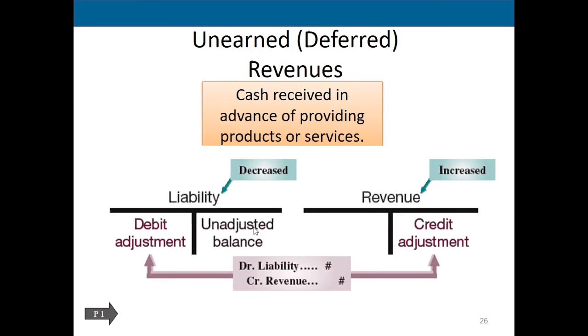All right, another type of adjustment. We talked a little bit about unearned revenues. Again, unearned revenues is when we receive cash in advance of providing the product or service.